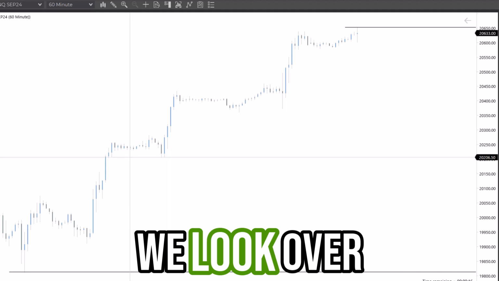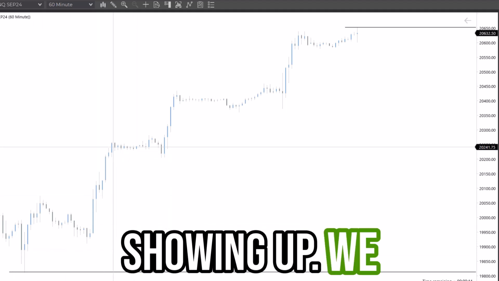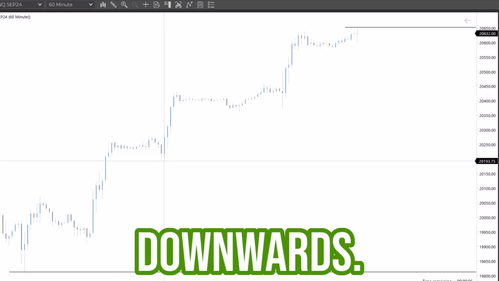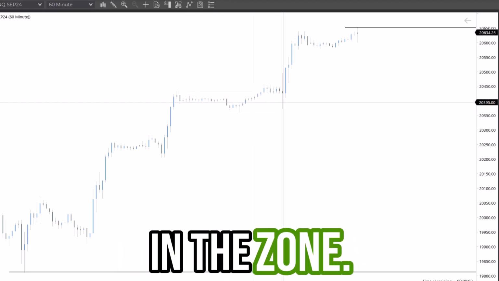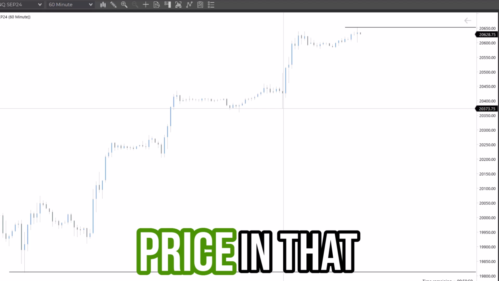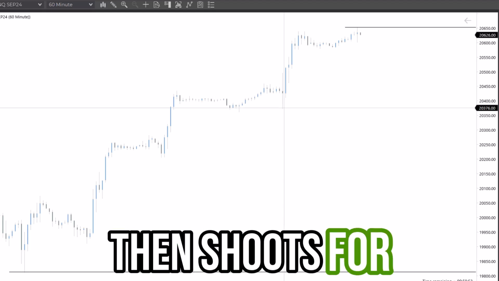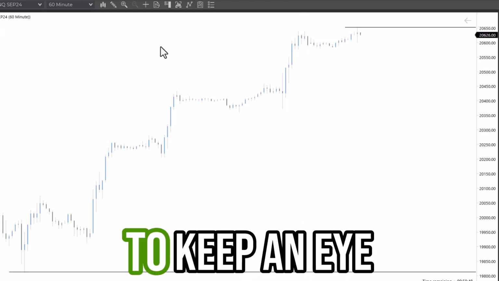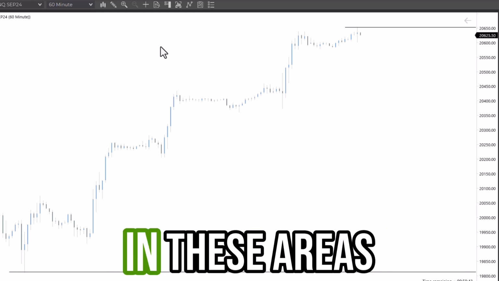So if we look over here, we have some of the power of 3 showing up. We could see that consolidation, this manipulation downwards, and then distribution. Again, here we see consolidation in this zone. It manipulates downward. Price in that 1 hour takes out some of the sell side, and then shoots for the buy side, distributes there too. So we want to keep an eye on what price might be doing in these areas.